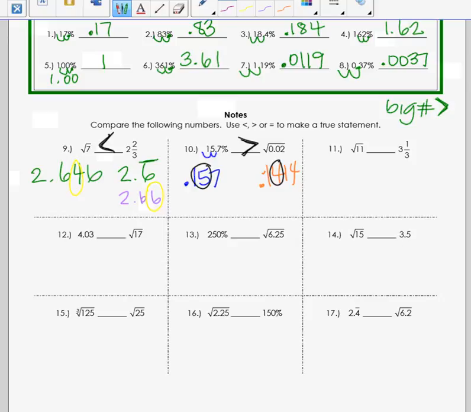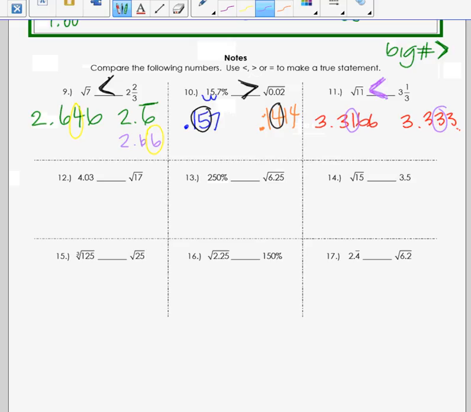Same thing over here. The square root of 11, so I'm just converting all these to decimals, is 3.3166. And then 3 1/3, if you convert that to a decimal, is 3.3 repeating. So 3.33, so on and so forth, right? Forever and ever and ever. So again, you keep looking. 3 is the same. The 0.3 is the same. It's the second number that's different. And this one's bigger, so this is my bigger number.